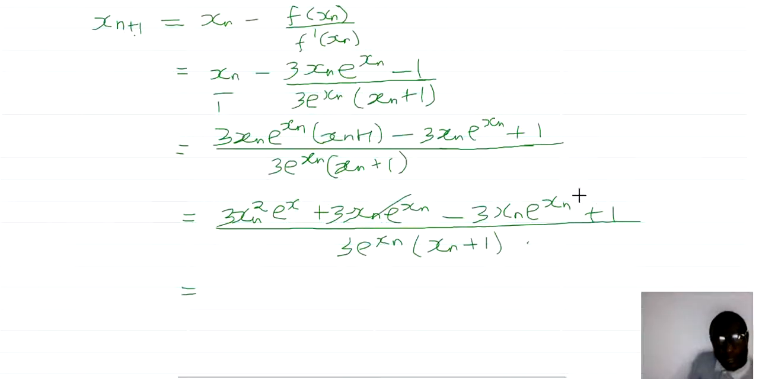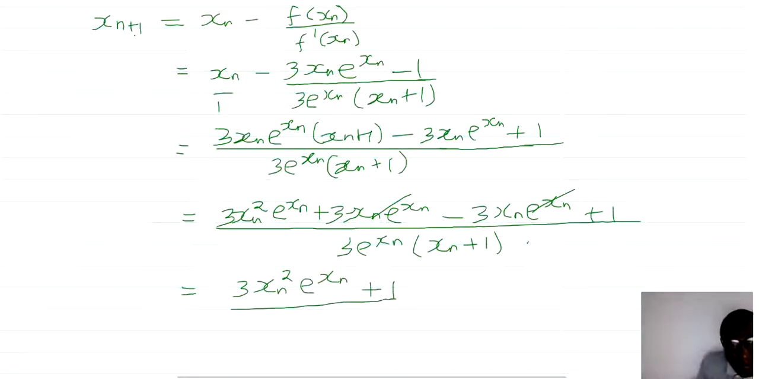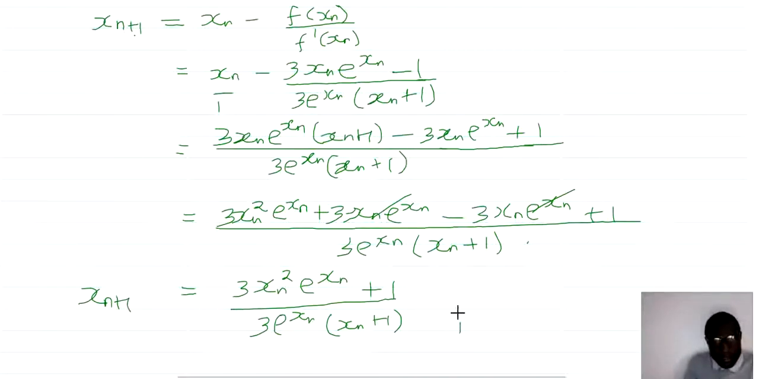So these are the same terms. In the numerator we shall remain with 3 xn squared exponential xn, don't forget, plus 1 over 3 exponential xn into bracket xn plus 1. Yes, there we are, and this gives us the result, where that small n is equal to 0, 1, 2, 3, they continue.